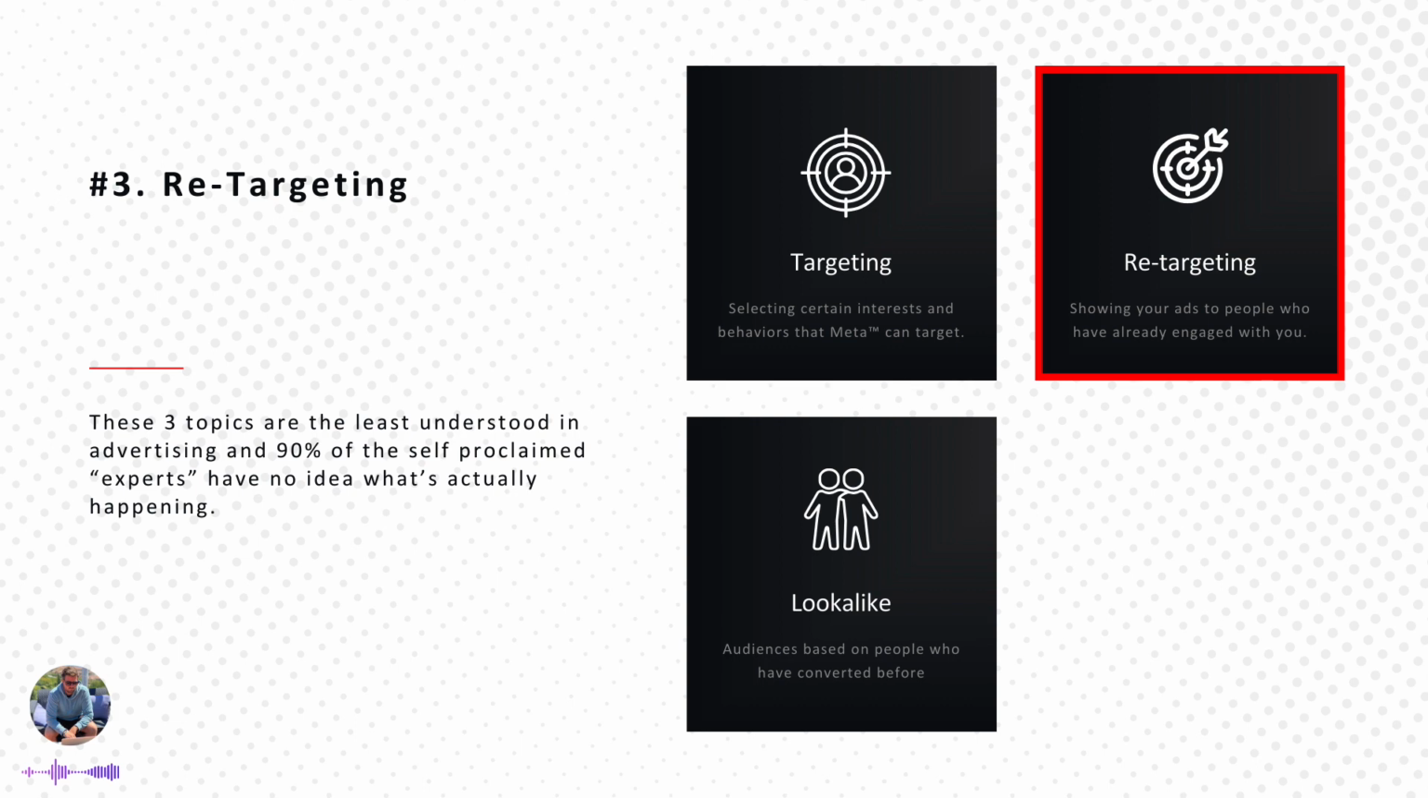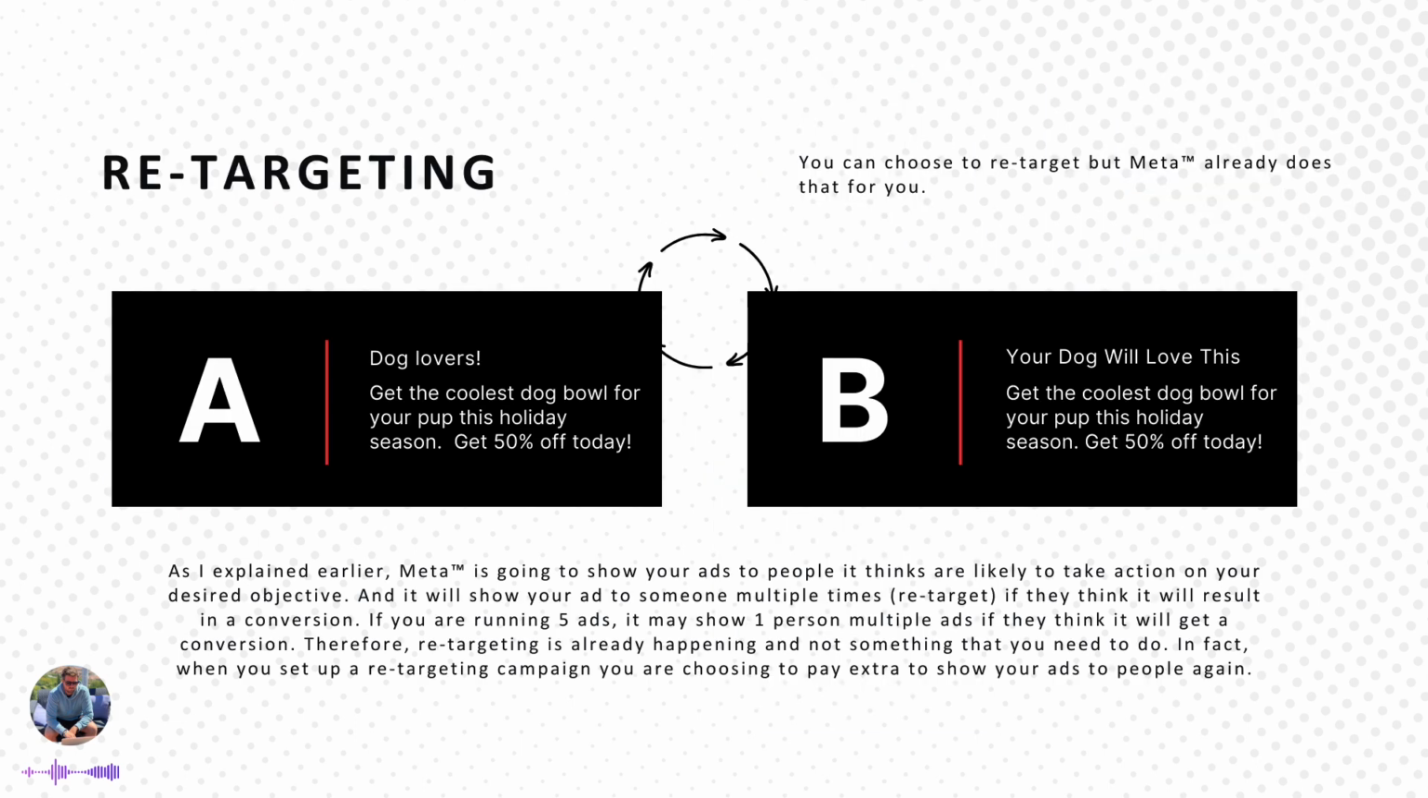And third, let's look at retargeting. So as I explained earlier, Meta is going to show your ads to people that it thinks are likely to take an action on your desired objective. So it's going to show your ads to someone multiple times, or retarget them, if it thinks it will result in a conversion. So let's say you're running 5 ads, it might show one person multiple ads if it thinks they're going to get that conversion. Therefore, retargeting is already happening and not something that we really need to worry about.